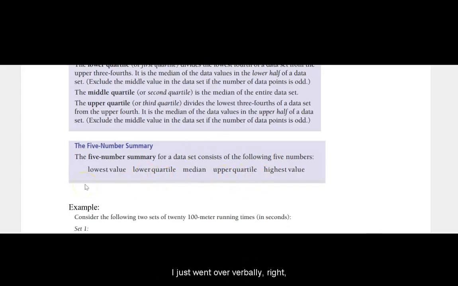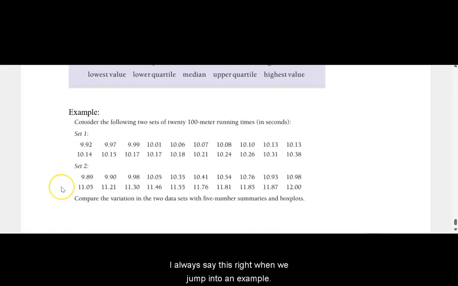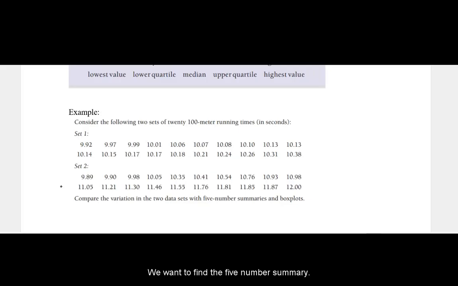I just went over verbally what the quartiles mean, but I think it'll make more sense when we jump into an example. So we're looking at this data set, and there are 2 sets of data, set 1 and set 2, 2 separate sets. It's showing us 20 100-meter running times in seconds. We want to find the 5-number summary.